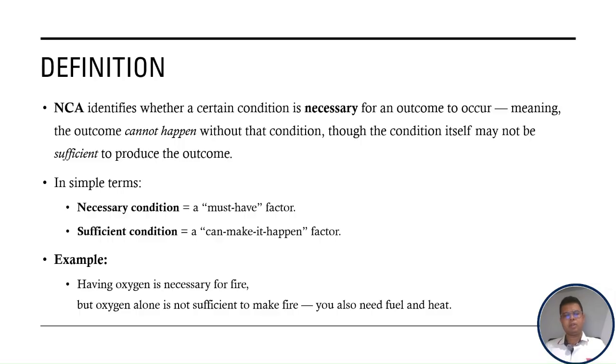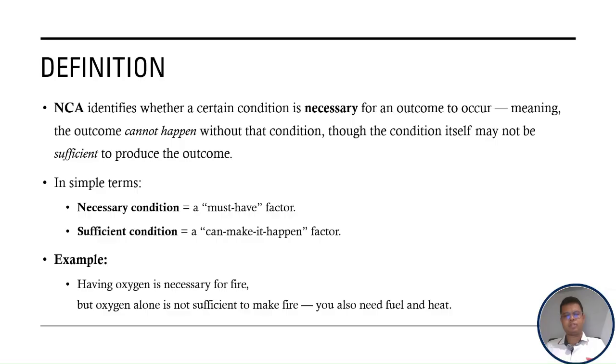For example, a necessary condition is simply a must-have factor. At the same time, a sufficient condition is a can-make-it-happen factor. So without the factor which indicates the necessary, if we don't consider that factor for the sufficient condition analysis, it will not be fruitful and the outcome will be misinterpreted or not accurately produced.